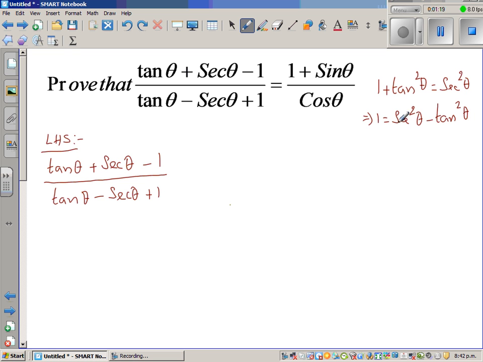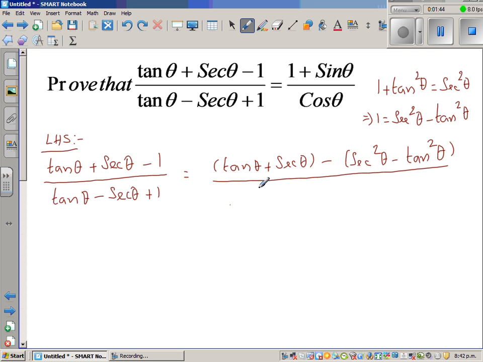Now, in place of 1, I'm going to write sec squared minus tan squared in the numerator. So this becomes tan theta plus sec theta, I'll write that in the bracket, minus 1, which I'm going to replace by sec squared theta minus tan squared theta. Now, I'm not going to do anything in the denominator. I'm going to leave that as it is. That is something I can't explain, because you may ask why I didn't change this 1 into sec squared minus tan squared. You can try that and see what happens. This is something that you learn by practice.